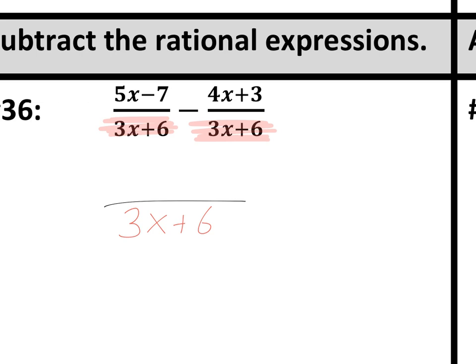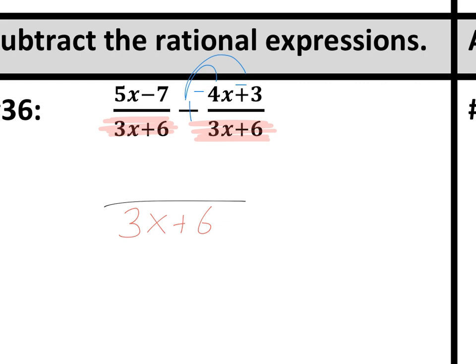which is awesome. All right, let's look at the top. We have a 5x minus 7 and we have a 4x plus 3. However, there's a minus in between. Remember that when you are subtracting, you need to distribute that negative, like multiplying times the negative 1. So that top should really look like negative 4x minus 3. And then you can change that guy in the middle into a plus.